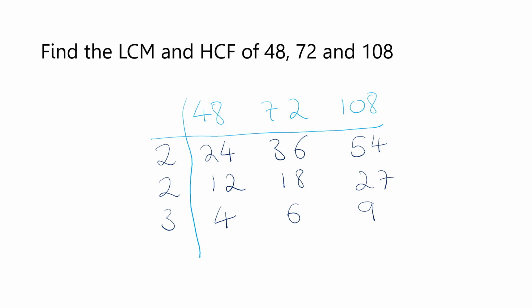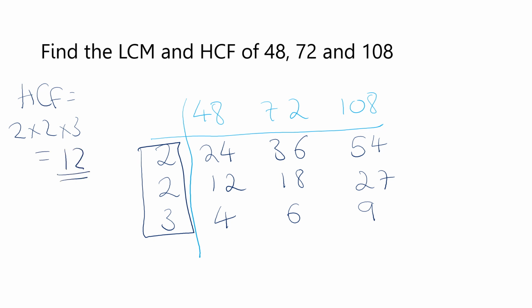There's no common factor of 4, 6, and 9. So this means I have now found my highest common factor of the three numbers. The highest common factor is 2 times 2 times 3, which is 12. However, I can keep going because I could take out a 3 from the 6 and the 9, or I could take out a 2 from the 4 and the 6.